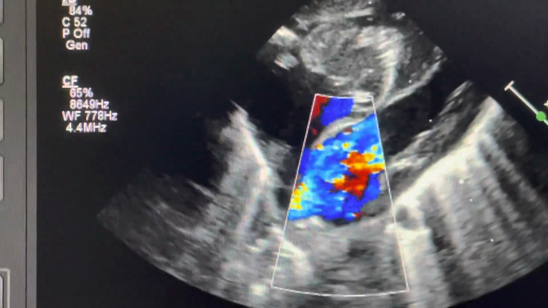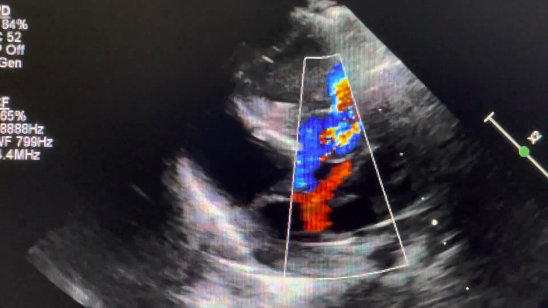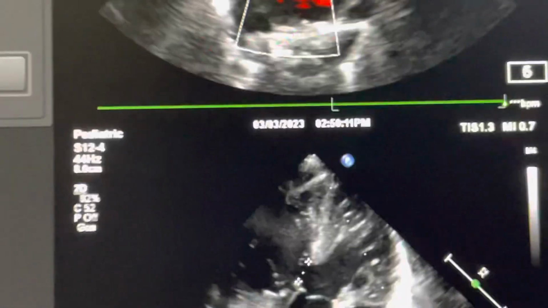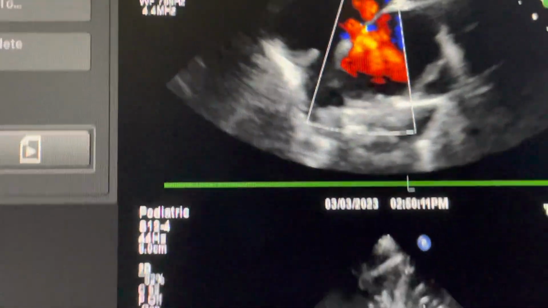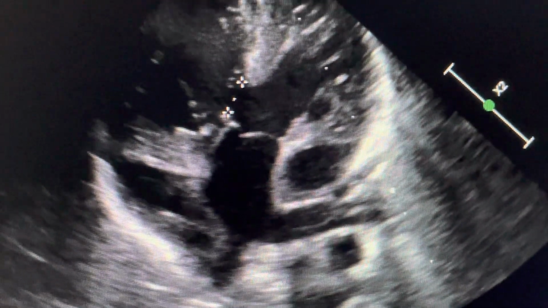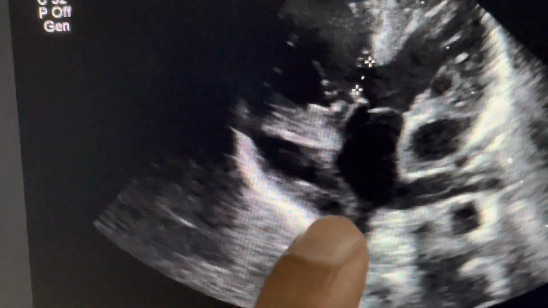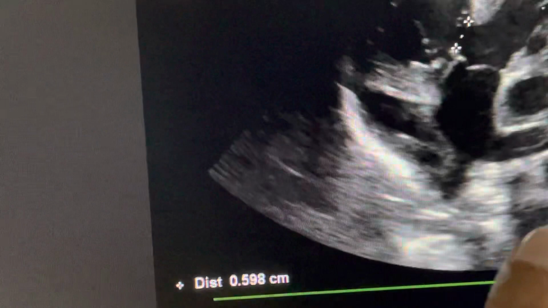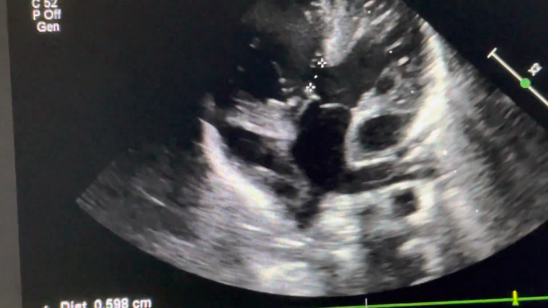Flow, you can see this is flow in the pulmonary artery, this is flow in the VSD, that is flow in blue color. The flow is going from right ventricle to left ventricle. Then the ASD flow, that is flow from left atrium to right atrium, that is normal flow, left to right flow. Now you can see this is the VSD, this is the pulmonary artery coming from the left ventricle. You can clearly see this is the main pulmonary artery, this is the pulmonary branches, and this is the cross sectional view of the descending aorta.